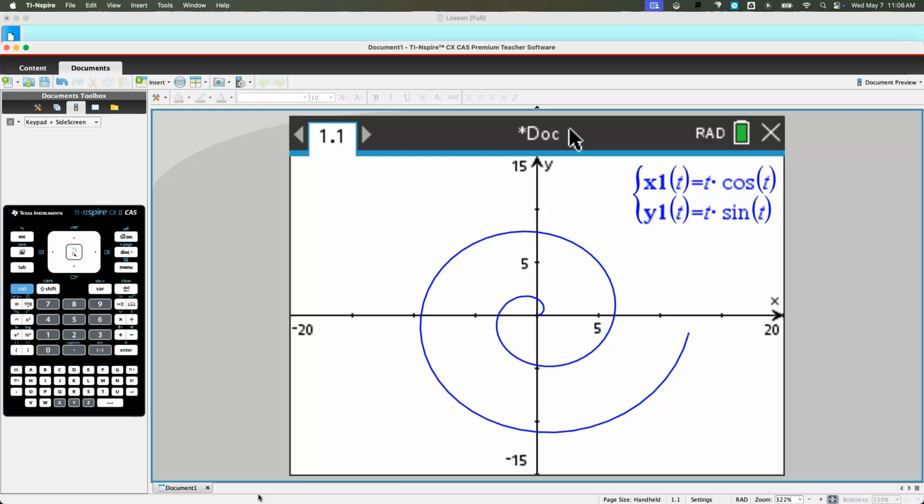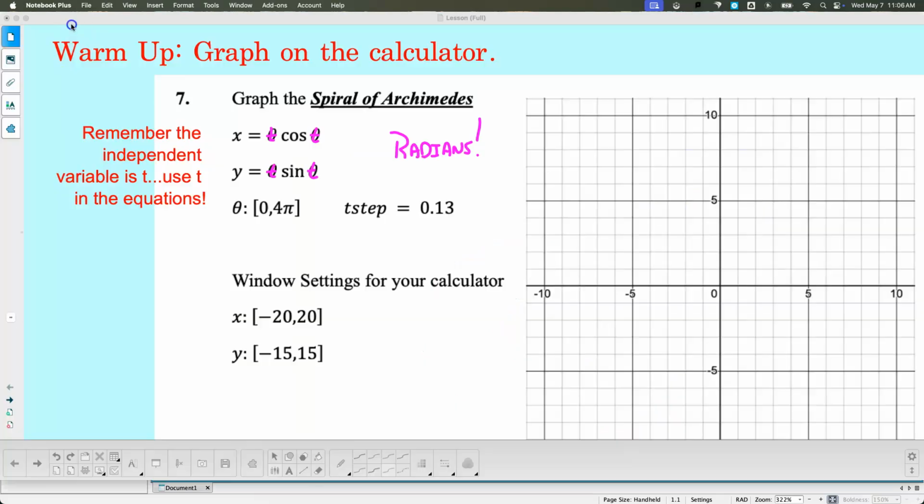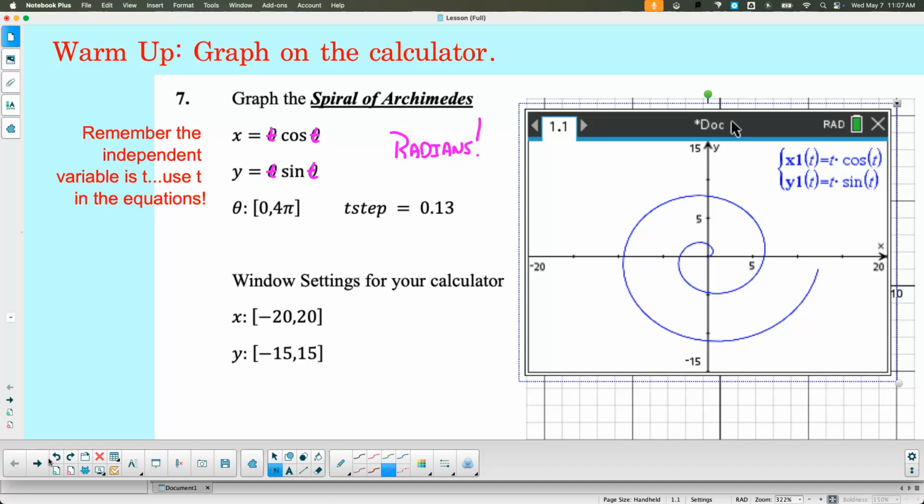Questions, comments, concerns, clarifications? The kicker that you're probably finding is you needed to put the multiplication sign because you have a variable in front. You need to put that multiplication sign in front of your trig functions. Okay? All right. Good times.